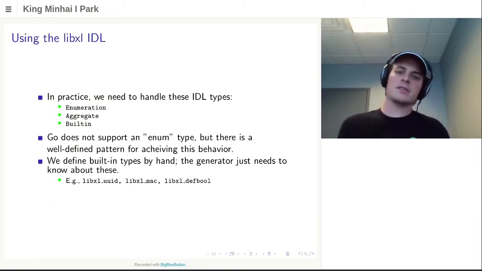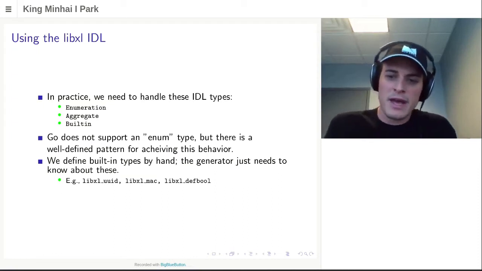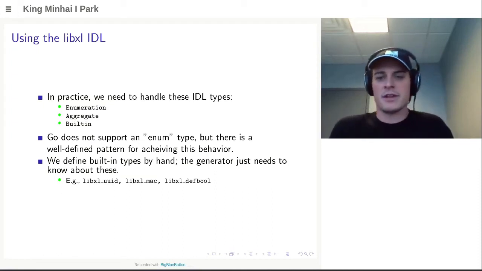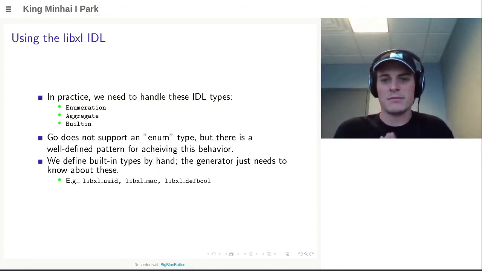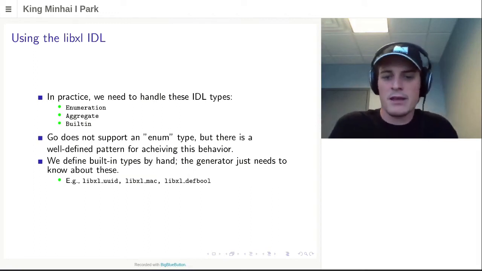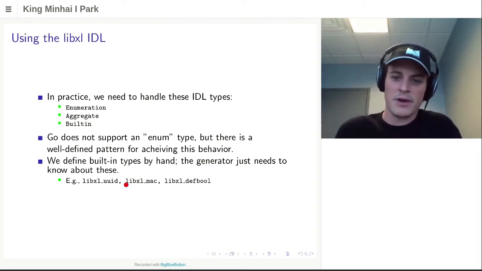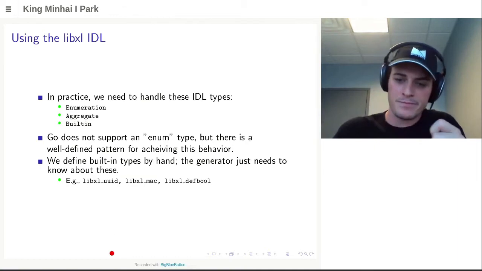And for built-in functions, we write these by hand, but the generator still needs to know when we encounter a built-in type, because we need to know what's available for type conversion. Some types might be able to just be converted explicitly in Go terms, but other types might have a marshalling function associated with them. Examples of these are libxl UUID, Mac, and defbool.